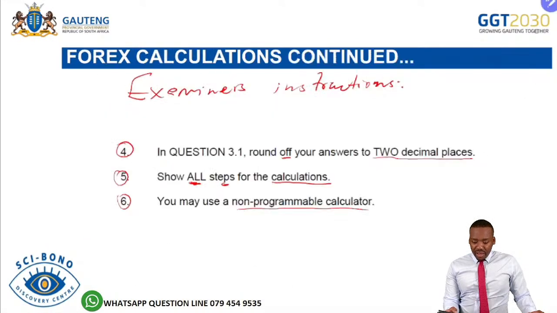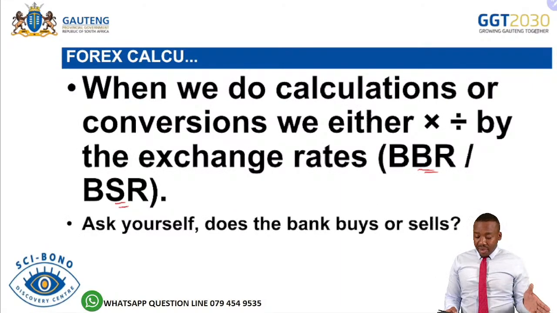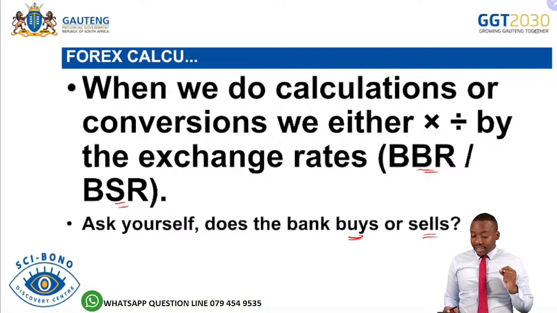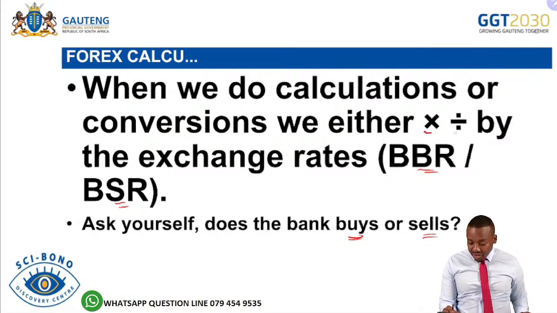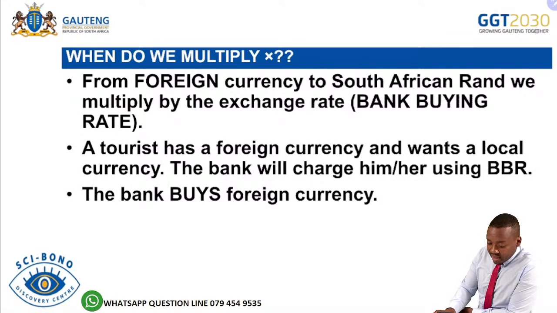So what are we saying there? We are saying when you do calculations, we either multiply or divide, but using which exchange rate? BBR. And then I said, ask yourself, does the bank buy or sell? This is a tip that you must have. Is the bank buying or is the bank selling? Before you stress about division and multiplication. Let's check. When do we multiply? You need to write this down.